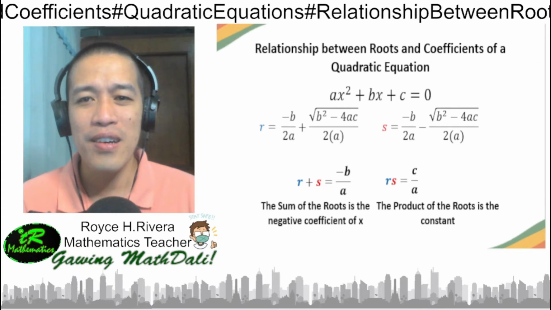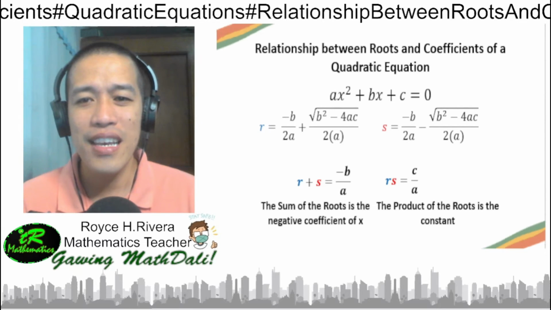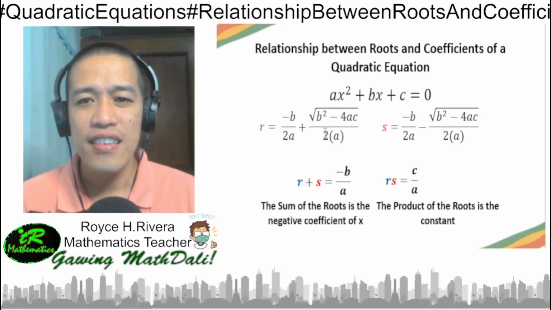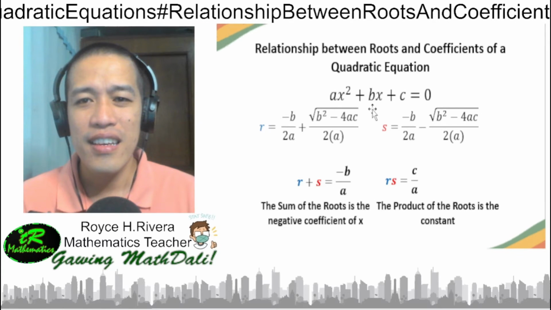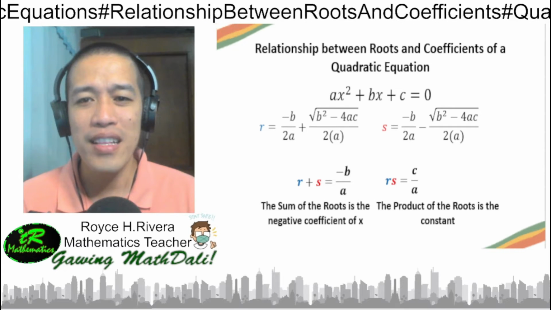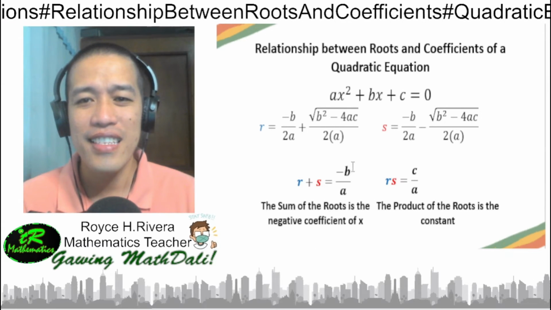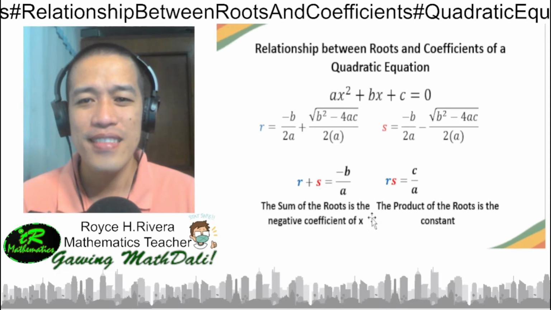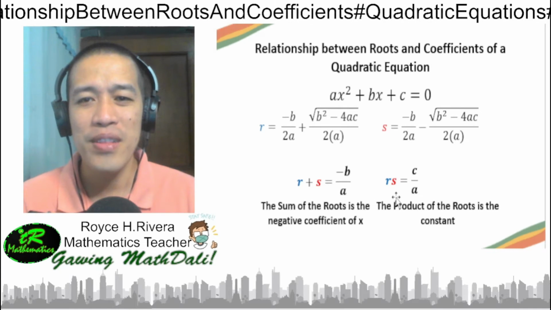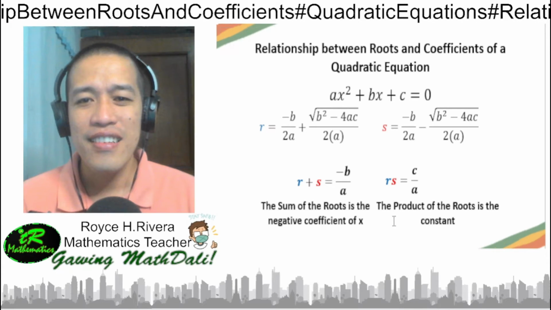If we add the roots of a quadratic equation, R plus S, the sum of the roots is the negative coefficient of X. In the quadratic equation, coefficient of x is b. If we get the sum of the roots, we will get the negative coefficient of x. That is negative b. The product of the roots is the constant. If we multiply the roots of a certain quadratic equation, we will get the constant.